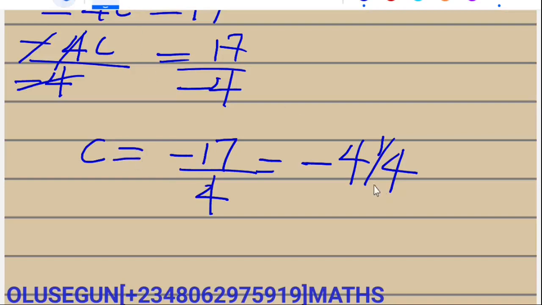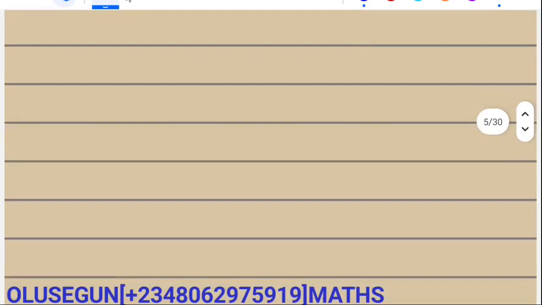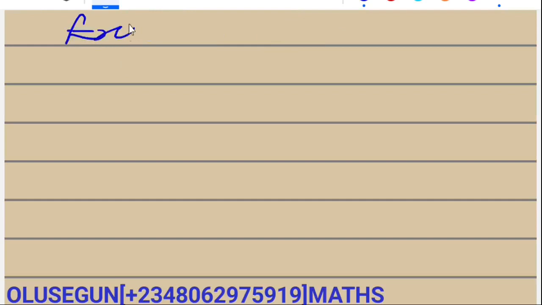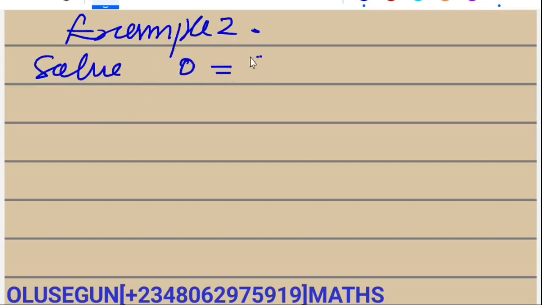So let's try to have a simple classwork. Before classwork, let me try to solve another example. Example 2. To make it meaningful, let's have a question like this. It says, solve 0 is equal to 5 minus 2x minus 17.